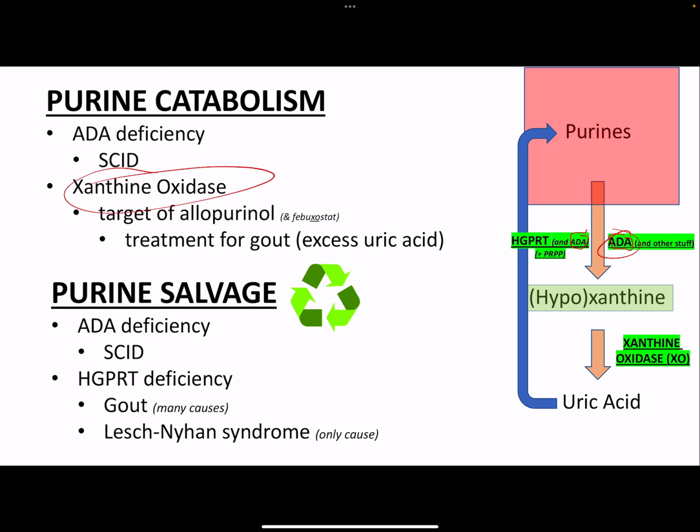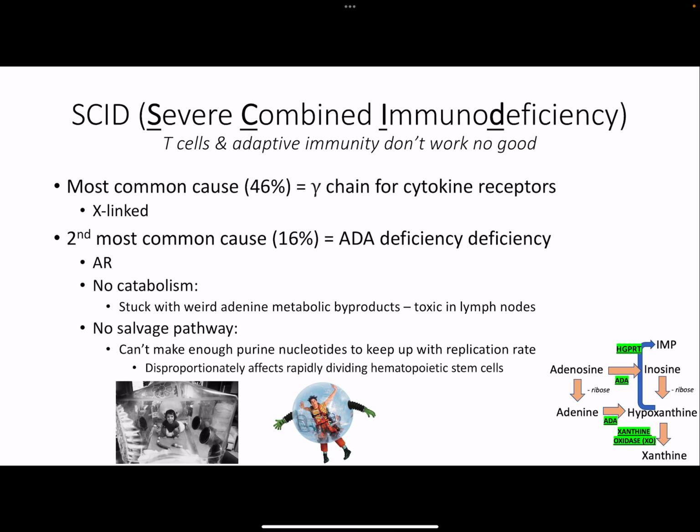More importantly is this one, and this one, in my opinion, HGPRT could cause gout, but more importantly, Lesch-Nyhan syndrome. So SCID, severe combined immunodeficiency syndrome. In other words, your T cells suck. There's a lot of different ways we can cause this. The main one is that in 46% of cases, the gamma chain on your T cells doesn't respond to cytokines, and this is X-linked. But the one that probably is relevant is the one with the enzyme of nucleotide metabolism.